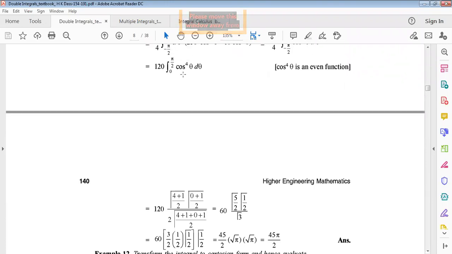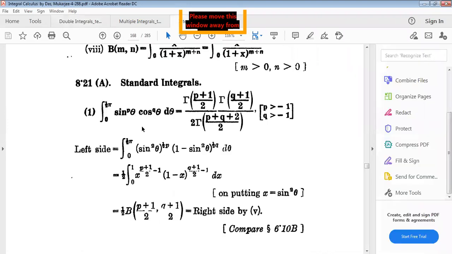Now, sin to the power p into cos to the power q, right? Using this formula: the integral of sin to the power p theta cos to the power q theta d theta equals gamma of (p plus 1) by 2 times gamma of (q plus 1) by 2, divided by 2 times gamma of (p plus q plus 2) by 2. Just using this one.